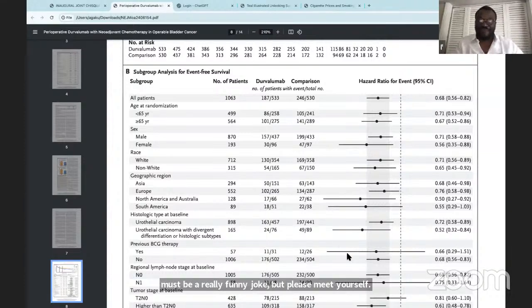Judging from the very wide confidence intervals, what should we be concerned about? What is the concern when we are doing this kind of subgroup analysis? What is the issue here?